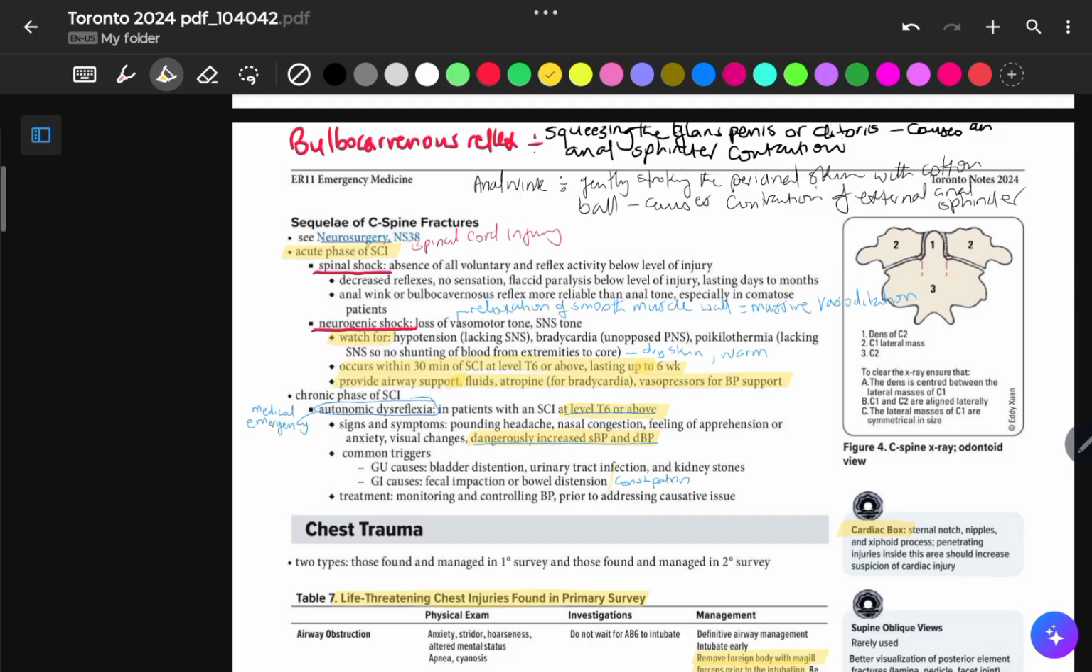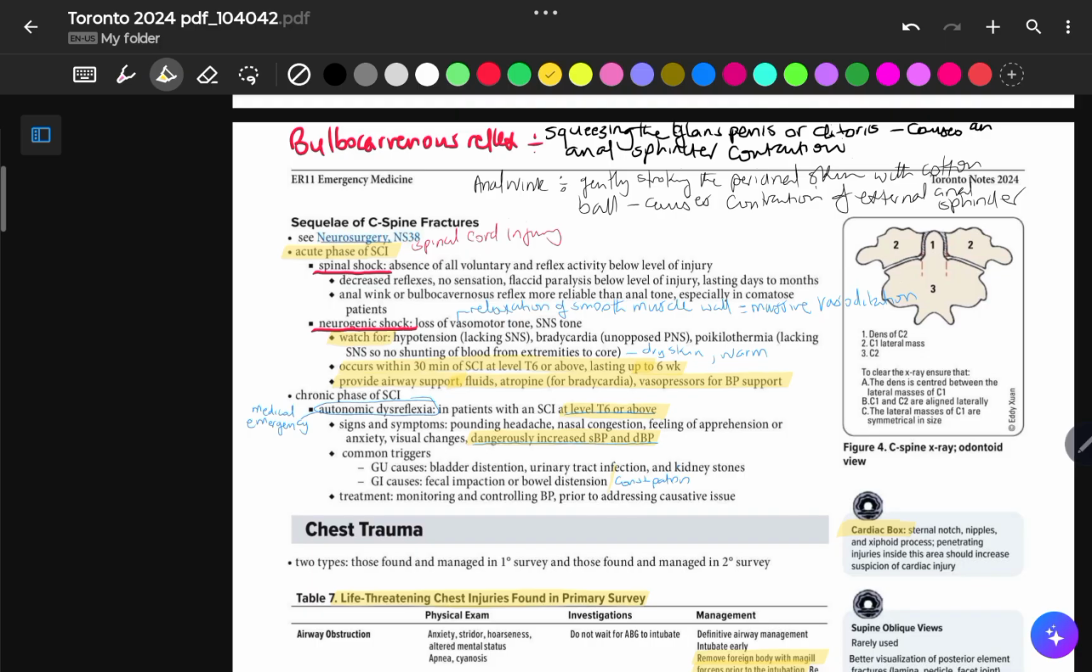Okay. So repeating that, spinal shock: patients are going to have an absence of all their voluntary movements, all their reflexes at the level below that level of injury. Decreased reflexes, they cannot actually feel anything. They are actually having flaccid paralysis, and then this can last for a long time.